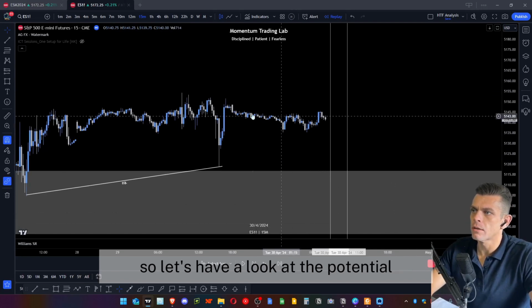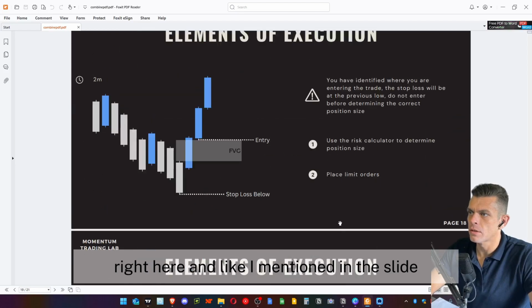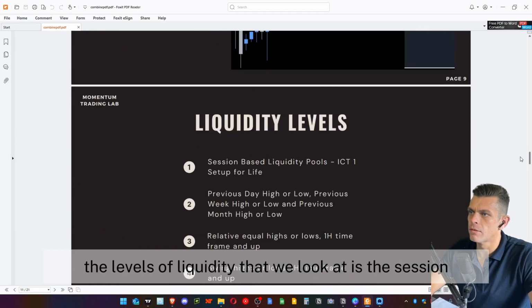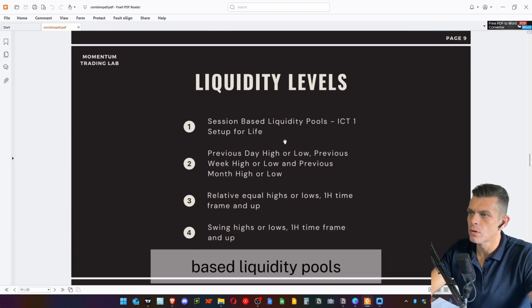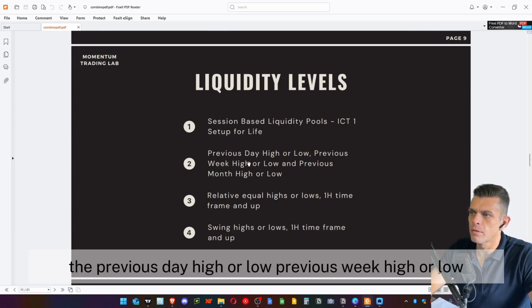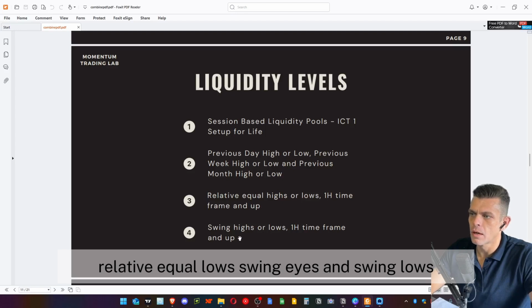So let's have a look at the potential liquidity pools that we have right here. And like I mentioned in the slide, the levels of liquidity that we look at are the session-based liquidity pools, the previous day high or low, previous week high or low, previous month high or low, relative equal highs, relative equal lows, swing highs and swing lows.